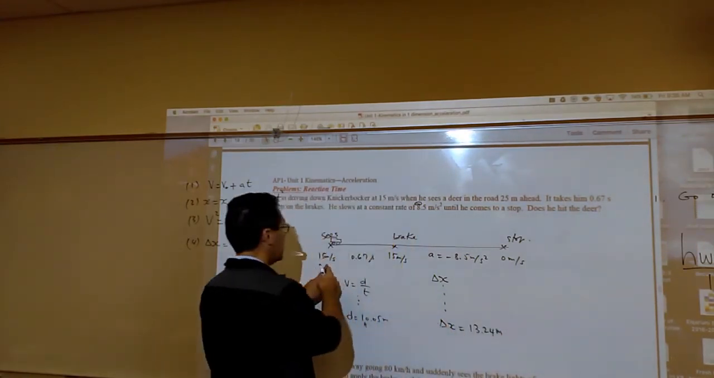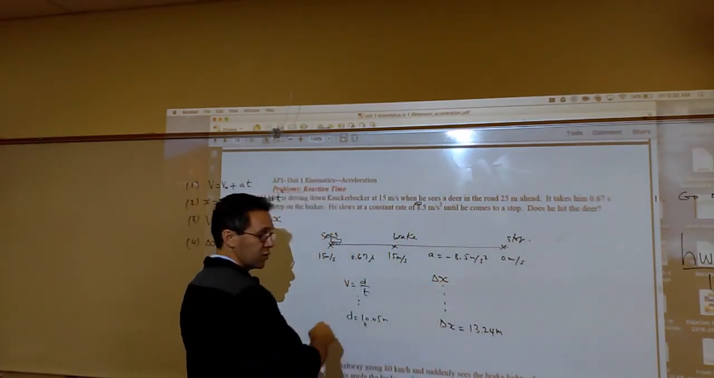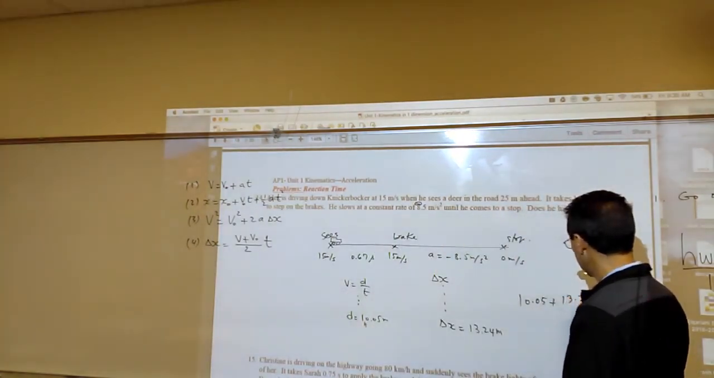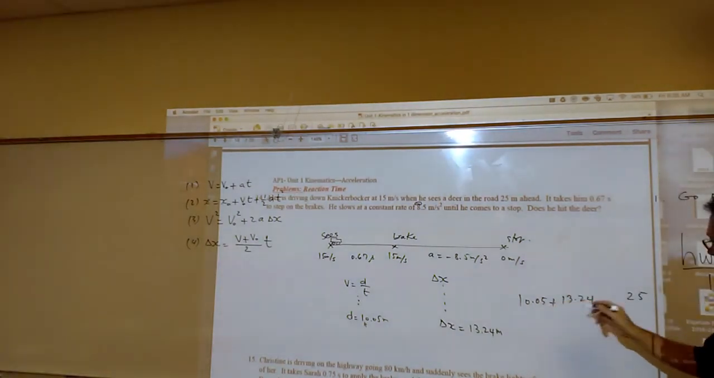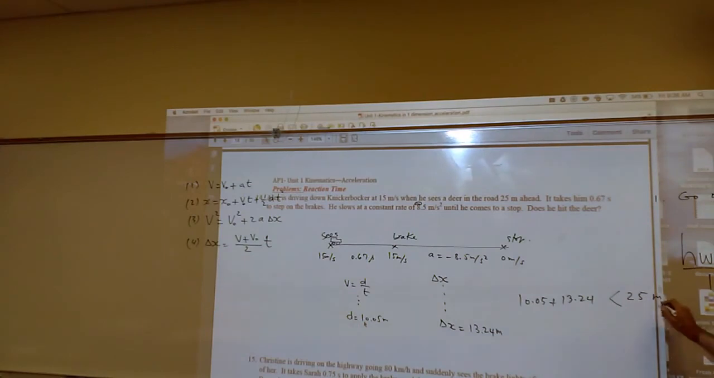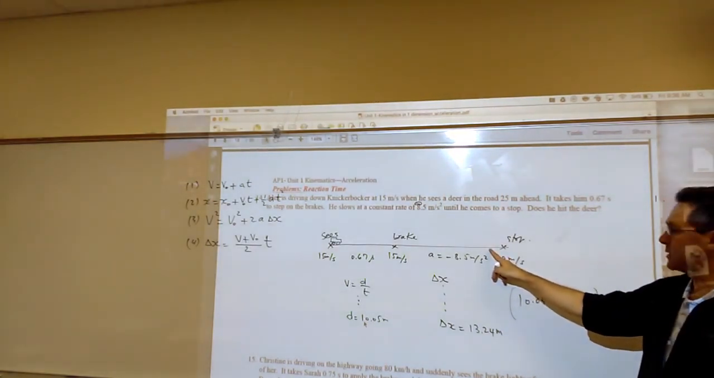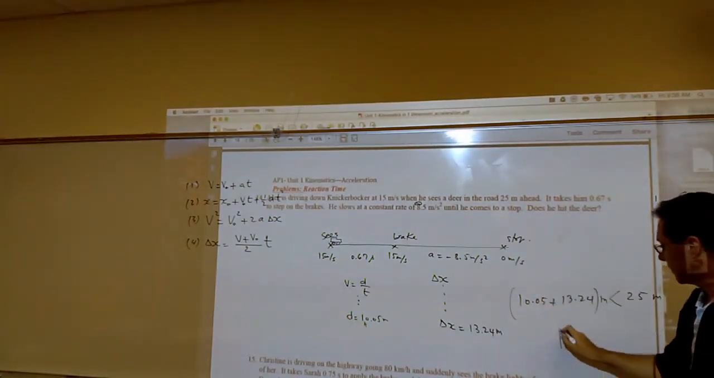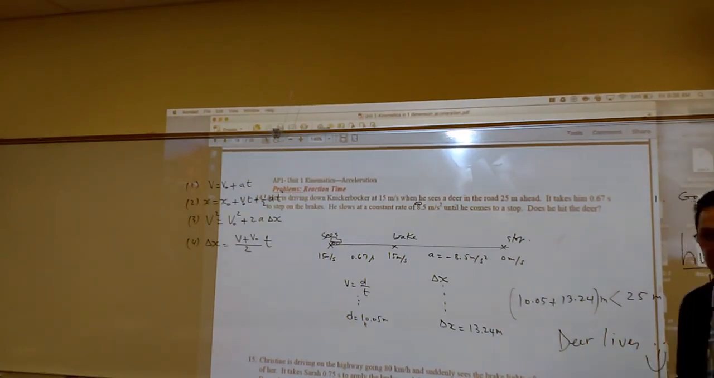So between seeing the deer and stopping, Alex needs the sum of these two. So all you have to do is take the sum of these two and compare that to 25. Now I can see clearly, I don't have to do the math here, that it's less than 25. This is in meters, right? Which means that he stops before 25 meters, which means that the deer lives. All right? So we're done with this video.